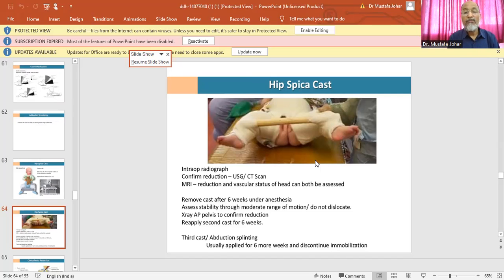So X-ray epi pelvis to confirm the reduction and reapply the second cast for another 6 weeks, because by 6 weeks a child's nursing of the perineum can also soil the cast and may have a bad smell or the hygiene is not maintained. So you have to change it, but it should be done carefully so as not to re-dislocate the hip, and this should be confirmed on the image or through the USG.